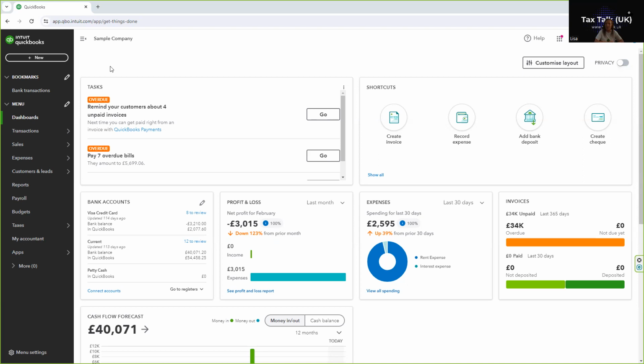So a bill in the QuickBooks software is the name given for a purchase invoice. If you buy something from a supplier and they give you the invoice for you to make the payment to them, then this is known as a bill in your QuickBooks software.